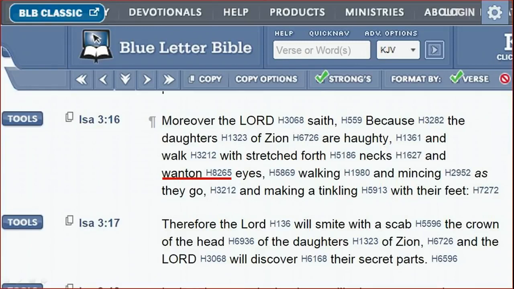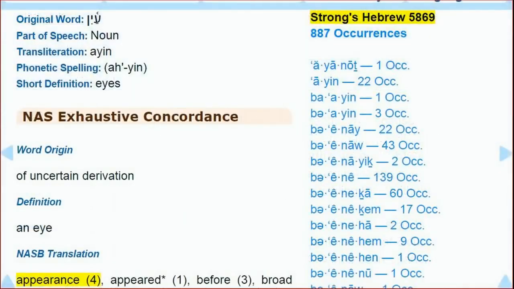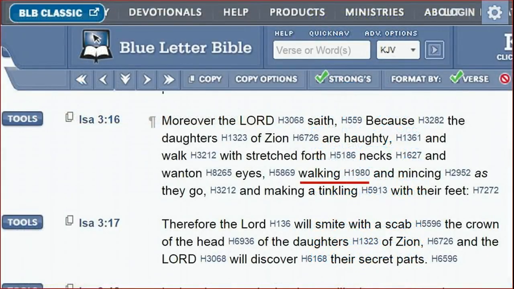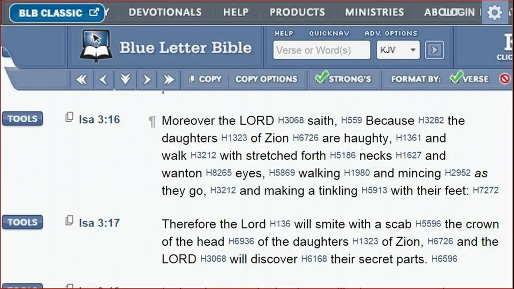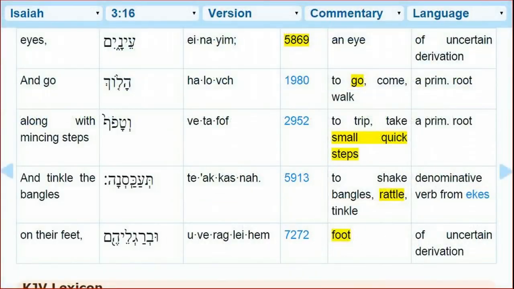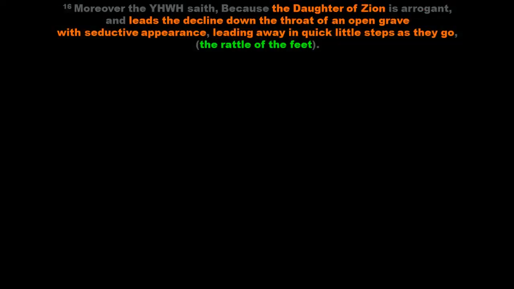And then the word translated as wanton, number 8265, means seductive. The word translated as eyes, number 5869, means appearance. The word translated as walking, number 1980, means lead away. The word translated as mincing, number 2952, means take quick little steps. So it's saying leading away in quick little steps as they go. Then the word translated as making a tinkling, number 5913, means rattle. So the end of this says the rattle of the feet. So Isaiah 3 verse 16 says, moreover, the Yahweh said, because the daughter of Zion is arrogant and leads the decline down the throat of an open grave with seductive appearance, leading away in quick little steps as they go, the rattle of the feet.